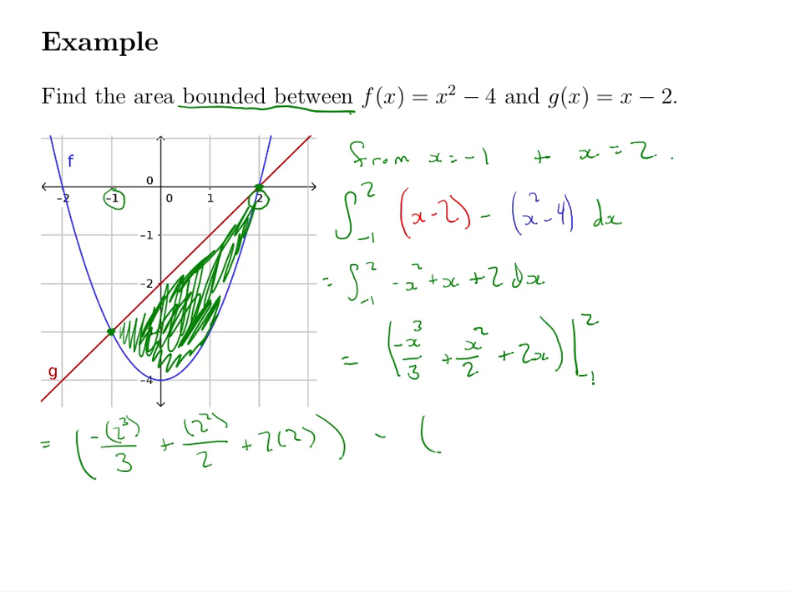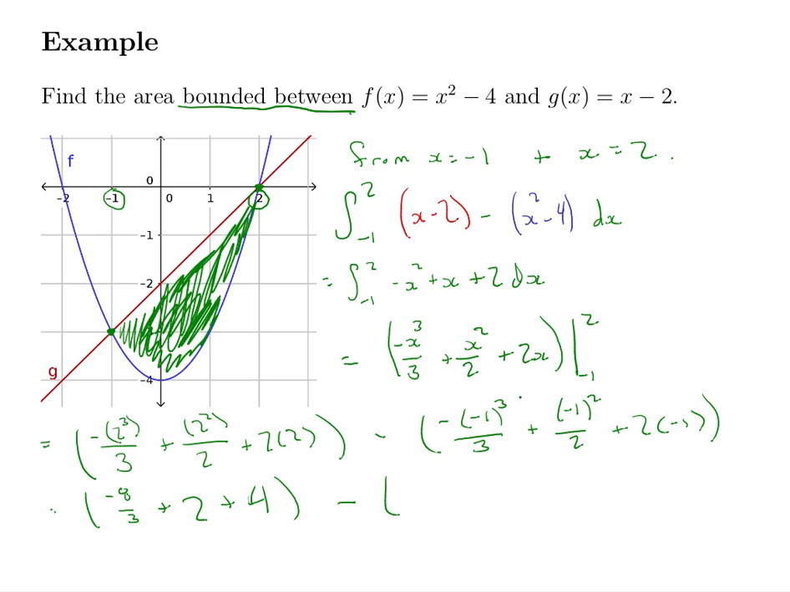And we're going to subtract what happens when we put in this bottom number. -(-1) cubed over 3 plus (-1) squared over 2 plus 2 times -1. And now we can just start plugging things into our calculator. What we really have here is -8/3 plus 4 over 2 is 2 plus 2 times 2 is 4. And then we have -1 cubed is -1, so this is +1/3 now, plus 1/2 minus 2.